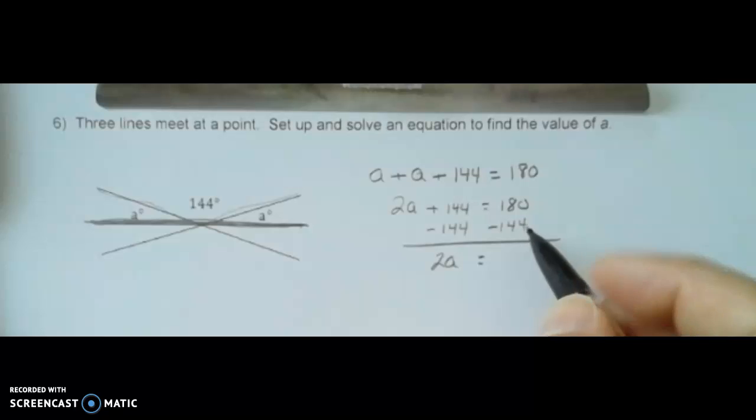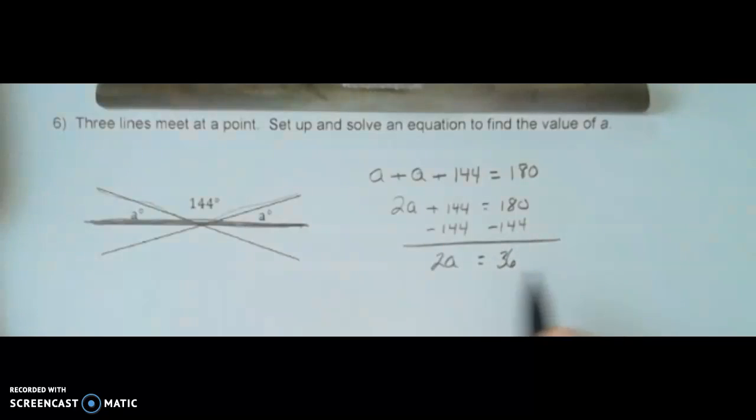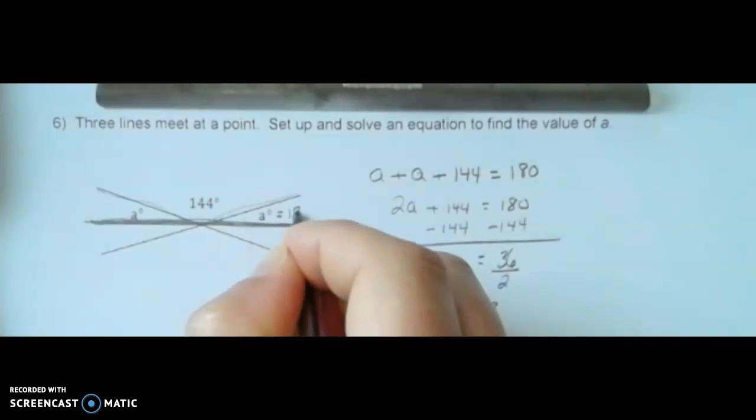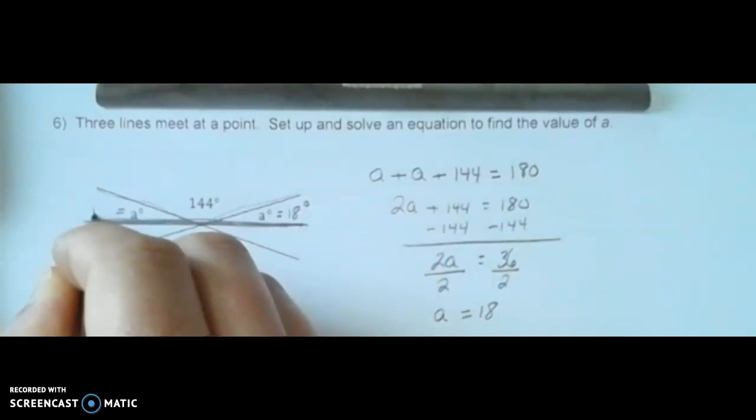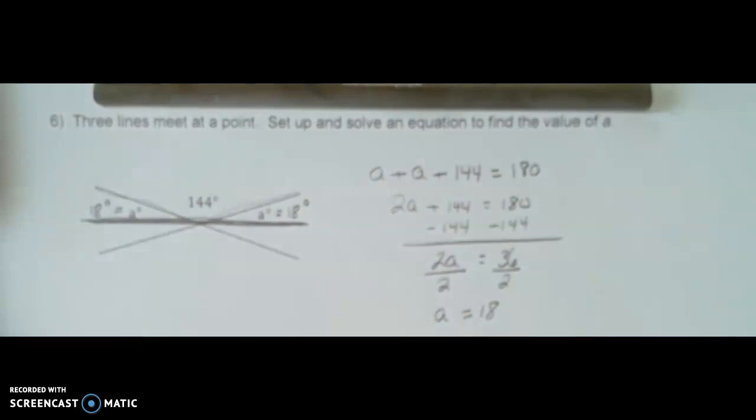180 minus 144 is equal to 36. And now in order to get the value of 1a, I'm going to divide each side by 2. 2a divided by 2 is 1a. 36 divided by 2 is equal to 18. So now I know that both of these angles that are labeled A are equal to 18 degrees.